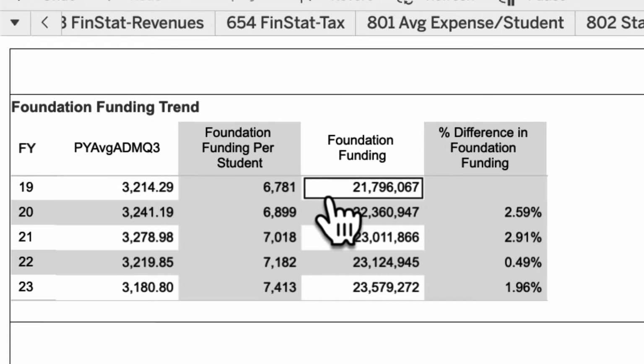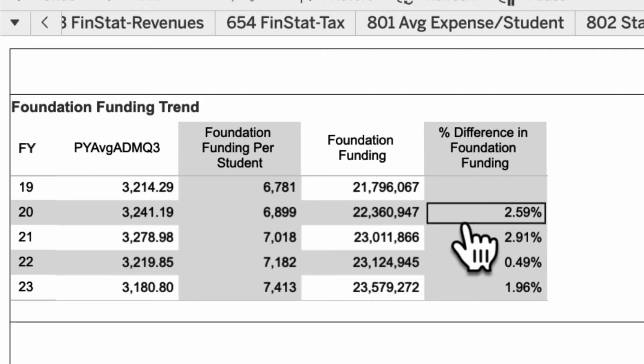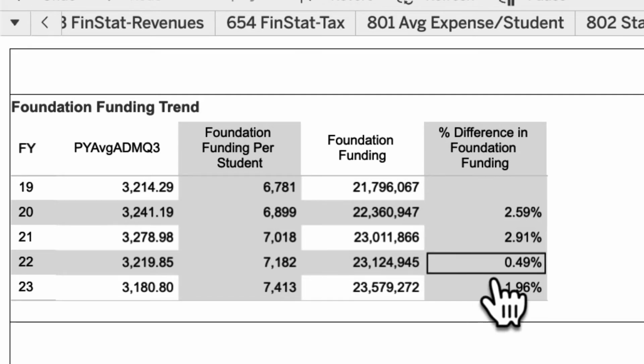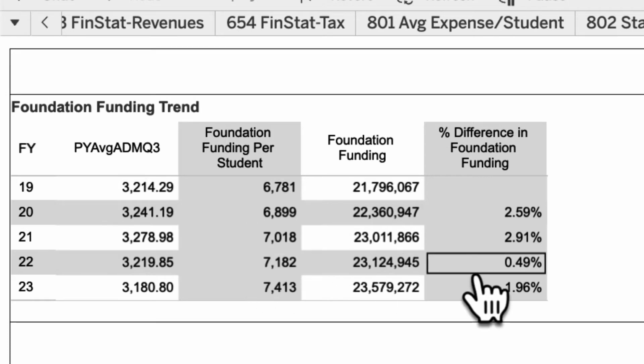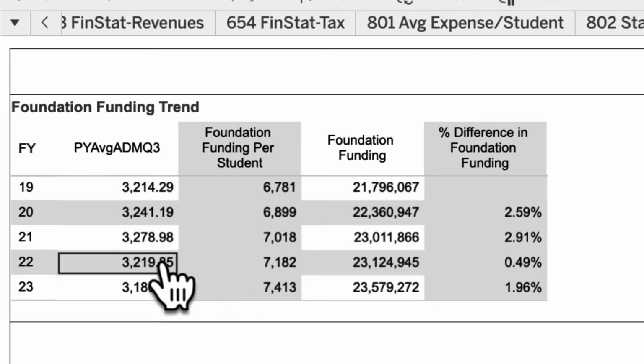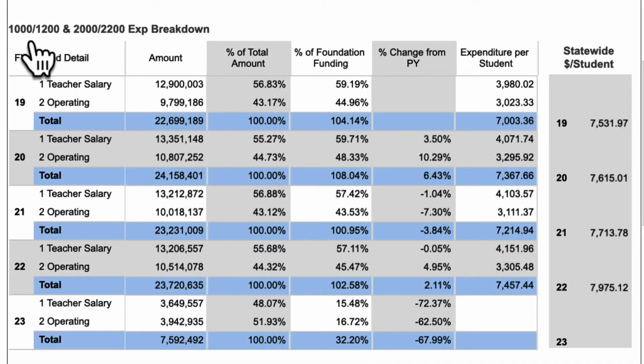And then of course we multiply those 2 numbers and we get the foundation funding for the school with regards to how the school is funded in each fiscal year. Final column is the percentage difference in foundation each year. So while the legislature might provide for a percentage increase, almost 2%, say 1.74% between 21 and 22, notice the district increase in foundation funding was only 0.49%, and that was due to a decrease in enrollment between 21 and 22 school years.